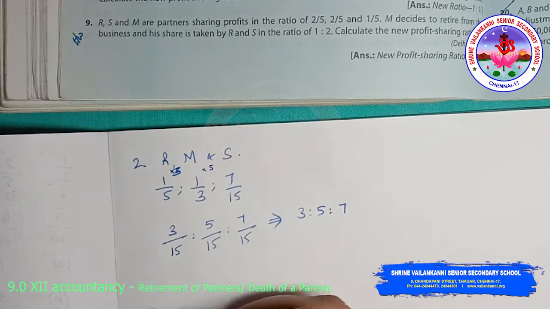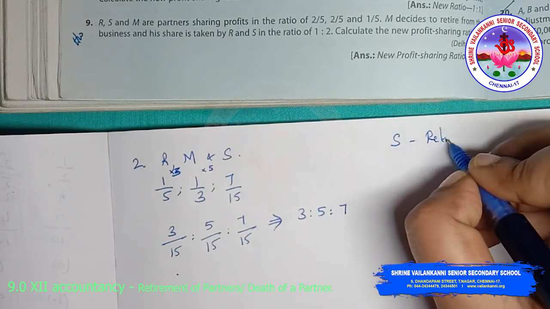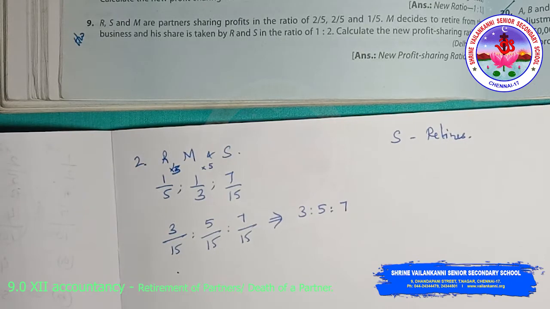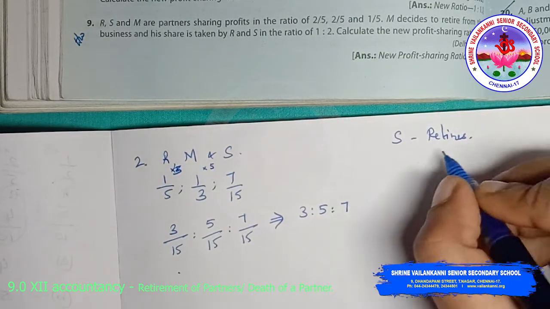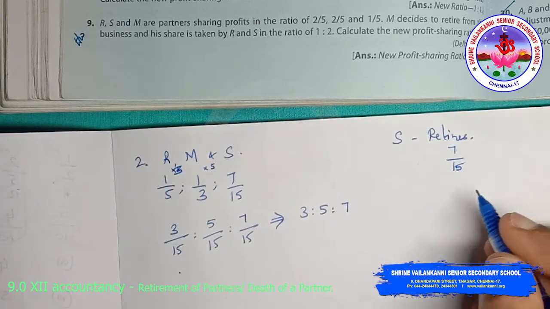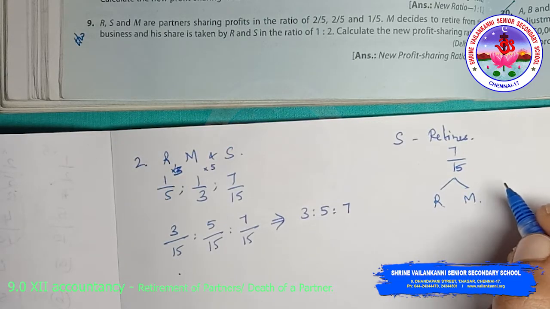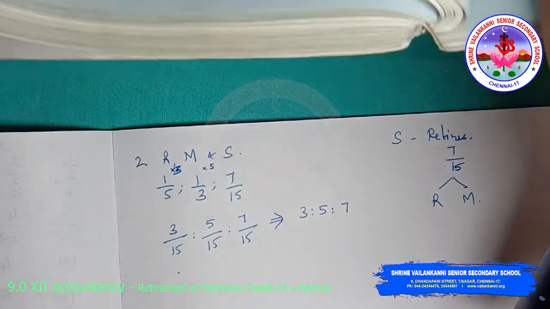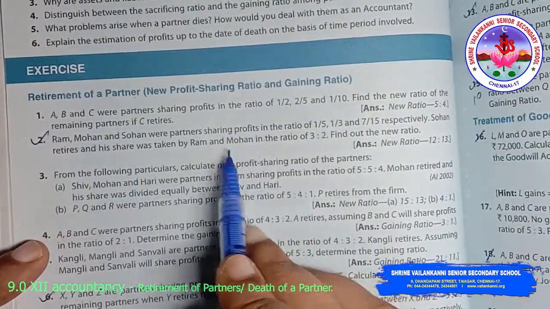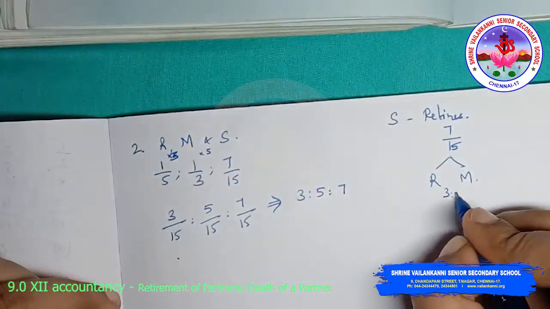Now Sohan is retiring. So S retires, and S's share is 7 by 15. So this share you need to segregate among R and M. In what ratio? In the ratio 3 is to 2. See, they have given it clearly. Sohan retires and share is taken by Ram and Mohan in the ratio 3 is to 2. So I'm just going to segregate in the ratio 3 is to 2.